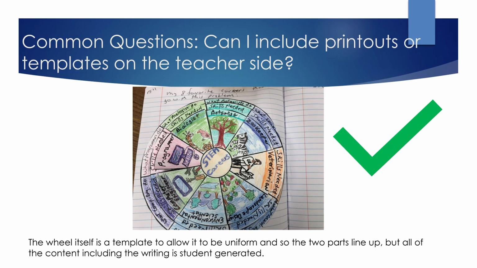Here's an example of an appropriate use of a printout. In this case, a template is needed to create the foldable, but all the template provides is the basic shapes so that the wheels line up. The student generates all of the content within the shapes.